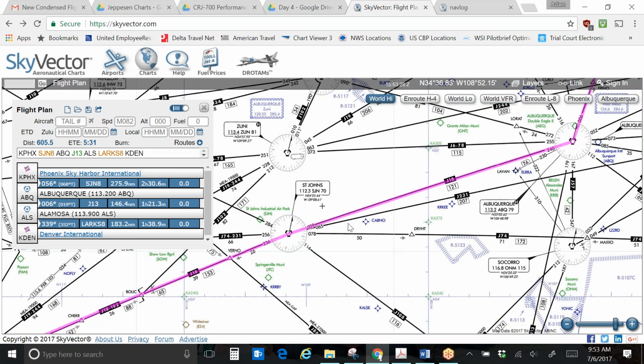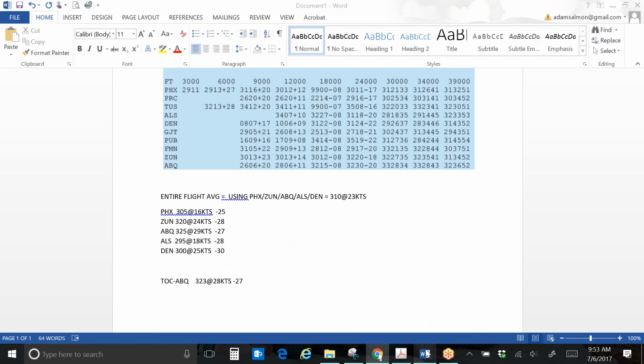So what we need to do also first is let's figure out what ISA is supposed to be at this flight level. So 270, what is ISA supposed to be at 27,000 feet? It is supposed to be negative 39 degrees. So we are negative 27. So we are ISA plus 12.